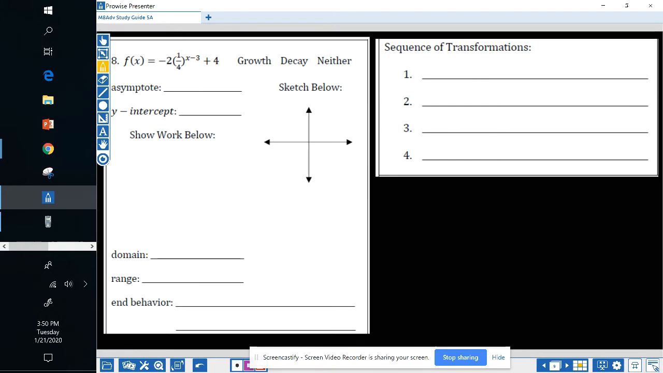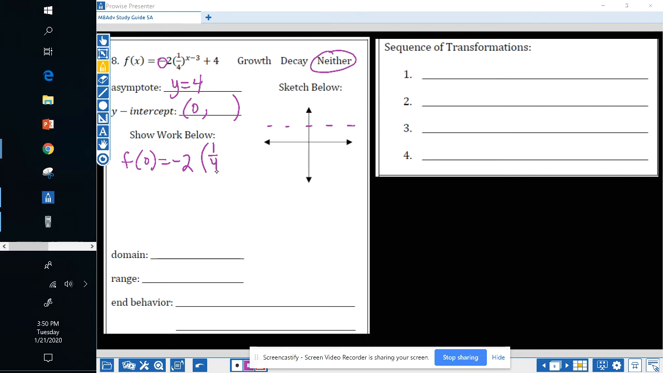Let's take a look at another one like this. Because my a is negative, this is going to be neither. My asymptote is y equals 4. My y-intercept is when x is 0. When I plug in 0 for x, I get 0 minus 3, which is -3.